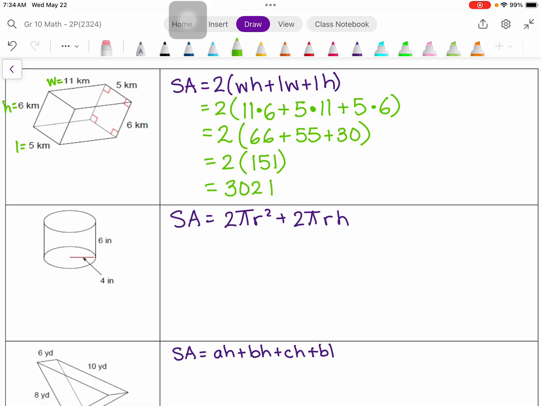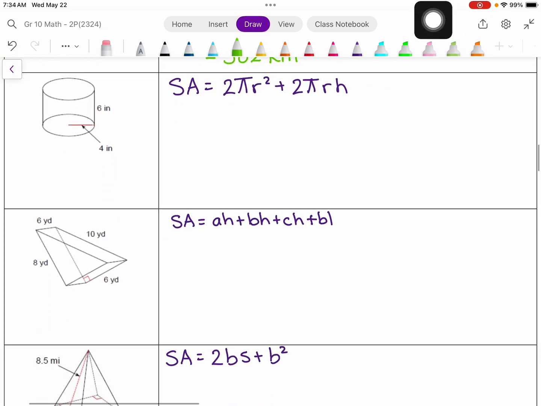My units were kilometers, and because it's area, that's going to get squared. That is because over here I had 11 kilometers times 6 kilometers. Kilometers times kilometers is kilometers squared. The same thing happens here and here again, and that's why I can add them, because these are all like terms. They're all an amount in kilometers squared.